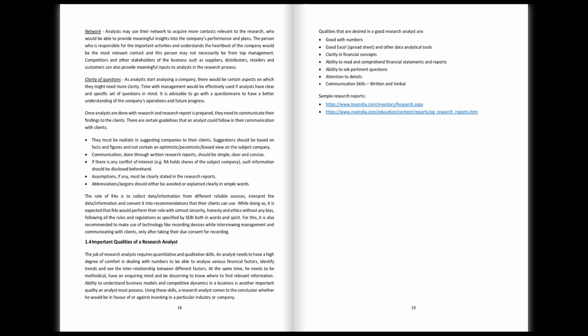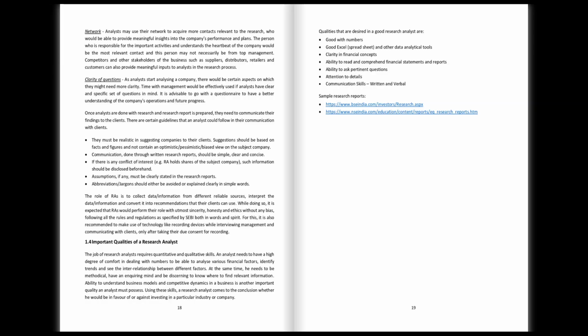Important qualities of a research analyst. The job of research analysts requires quantitative and qualitative skills. An analyst needs to have a high degree of comfort in dealing with numbers to be able to analyze various financial factors, identify trends, and see the interrelationship between different factors. At the same time, he needs to be methodical, have an inquiring mind, and be discerning to know where to find relevant information. Ability to understand business models and competitive dynamics in a business is another important quality an analyst must possess. Using these skills, a research analyst comes to the conclusion whether he would be in favor of or against investing in a particular industry or company.